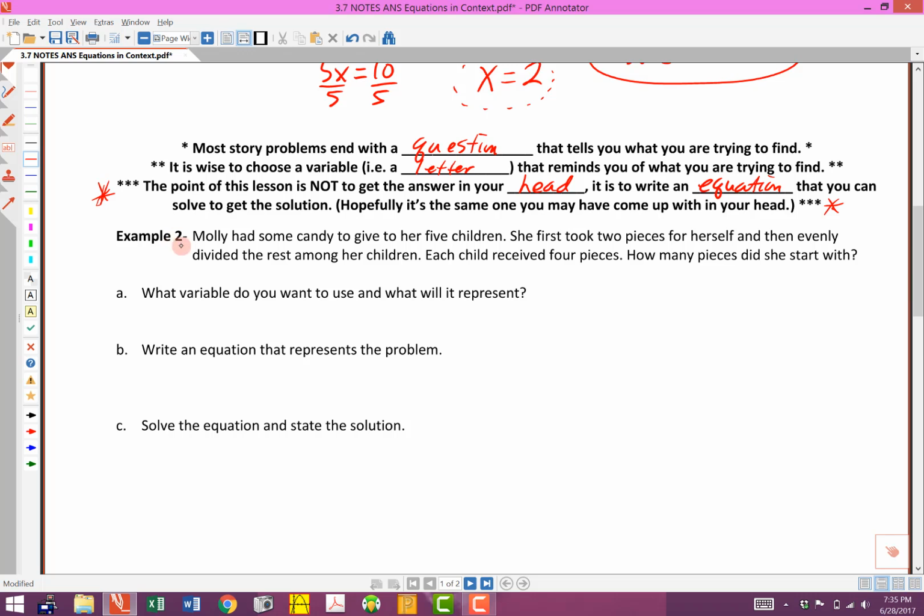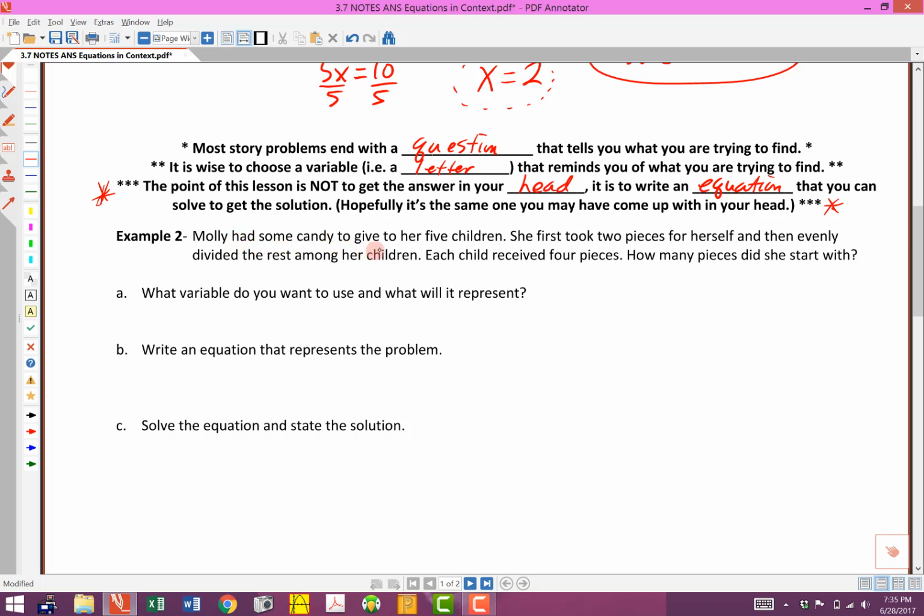So here's example number 2. So Molly had some candy to give her 5 children. She first took 2 pieces of candy for herself and then evenly divided them among the rest of her children. Each child received 4 pieces. How many did she start with?